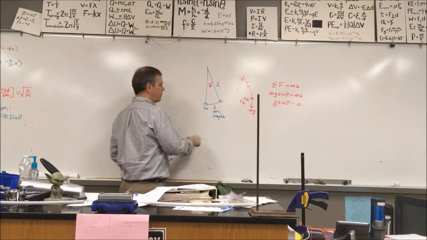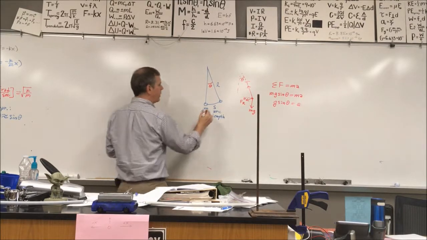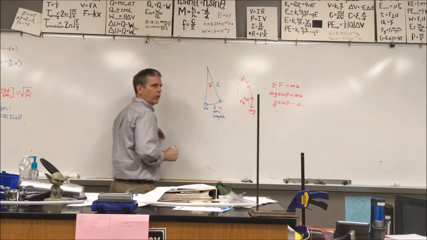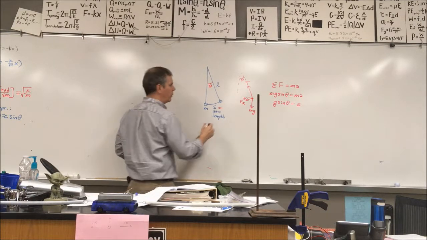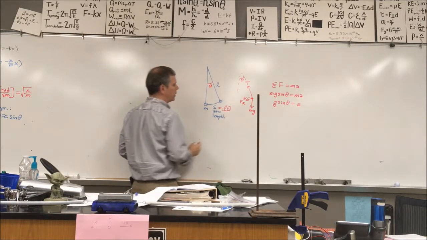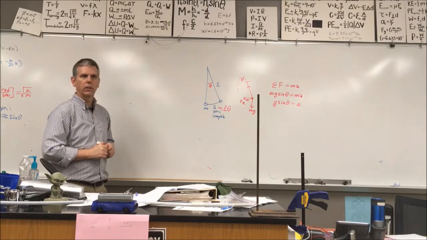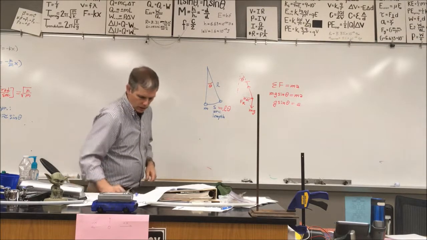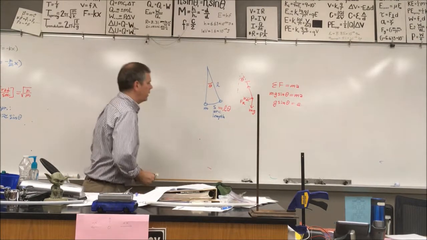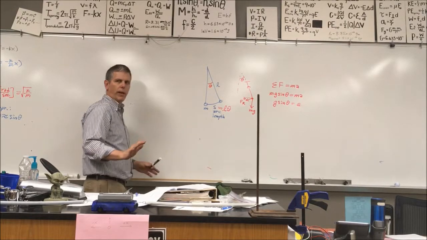So now let's look over here. Arc length. Our arc length is defined as what? Radius times angle, which will be L theta in this case. Do we agree with that? And here's where we're going to have to do some approximating, okay?